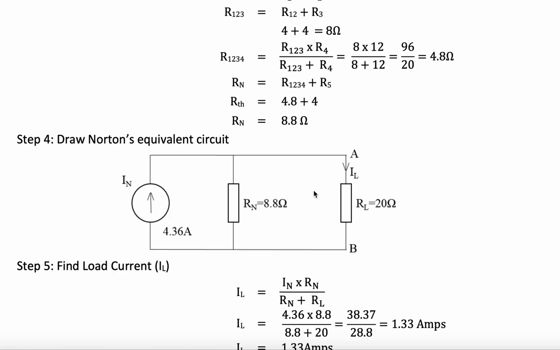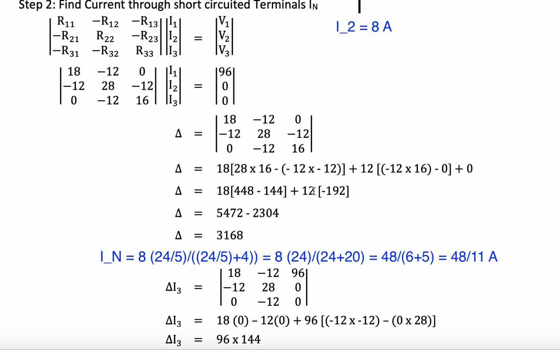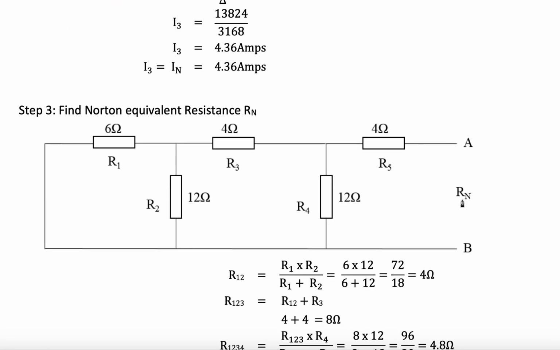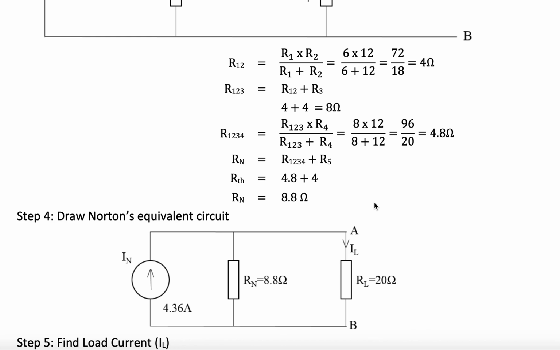So IN we found. What about RN? Short circuit the voltage source, open circuit the load terminals A and B. Find resistance from here. 12 6 parallel is going to be 4. 4 plus 4 is 8. 8 and 12 parallel is nothing but 24 by 5. 24 by 5 plus 4 series is 44 by 5. 44 by 5 is how much? 8.8.